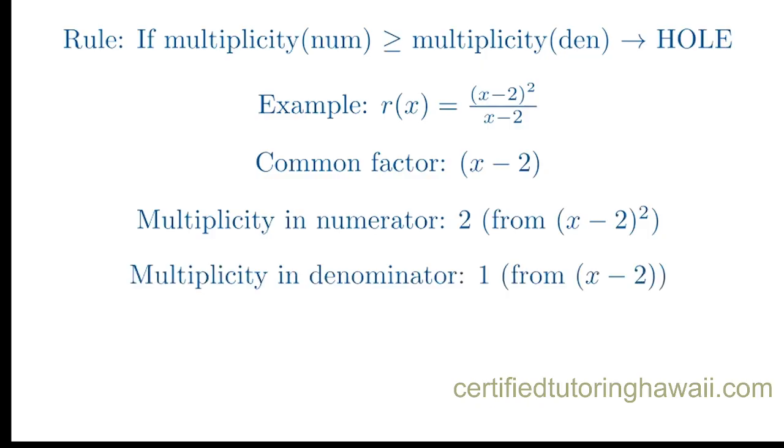The multiplicity in the numerator is 2, and the multiplicity in the denominator is 1. Since 2 is greater than or equal to 1, our rule tells us there's a hole at x equals 2. Because the numerator's multiplicity of 2 is greater than the denominator's multiplicity of 1, we have a hole at x equals 2. It's crucial to understand the difference between a hole and another type of discontinuity called a vertical asymptote.